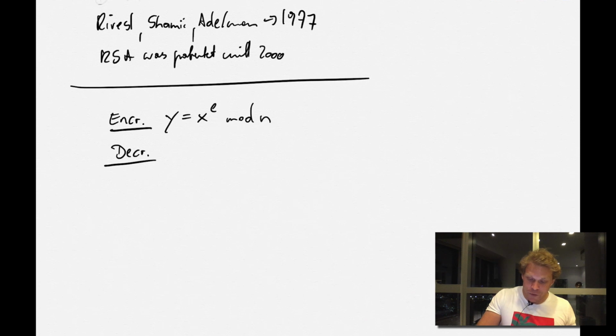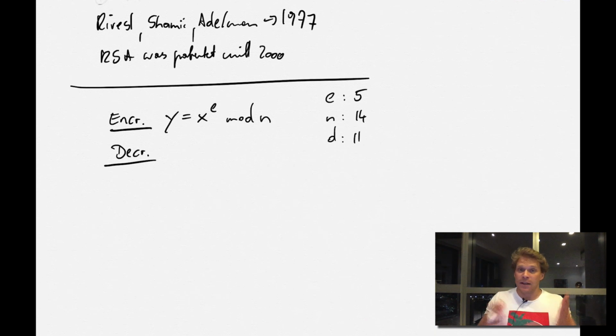In our case, if you remember, the encryption key was 5, n was 14, and then the decryption key was 11. And so we need to discuss where this came from. Now x is pretty much the same thing, y to the power of e mod n as well. And so now it's going to be interesting to understand these concepts.